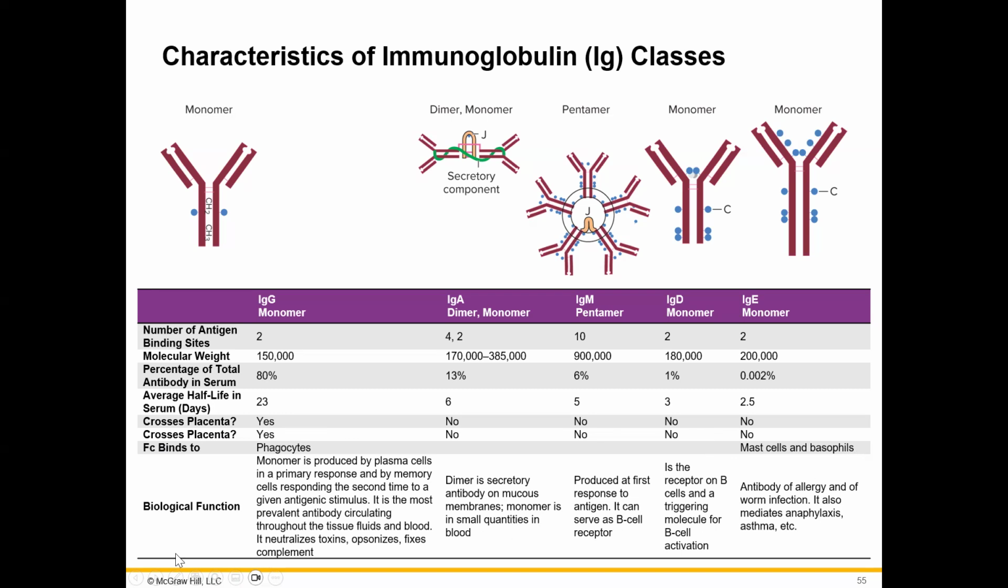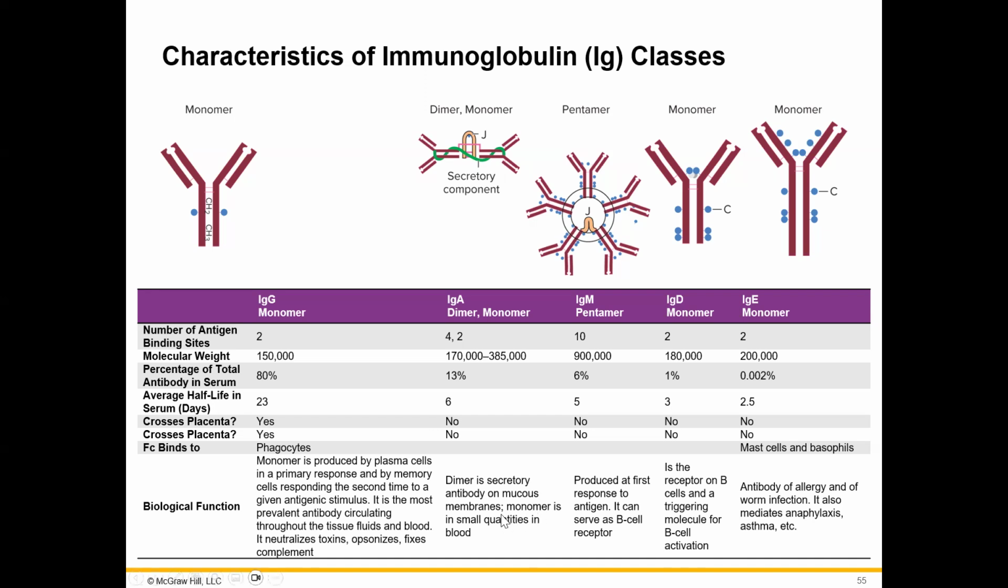And then when we look at the biological function, here, in the case of IgG, the monomer is produced by plasma cells in a primary response. It is also produced by memory cells responding the second time to a given antigenic stimulus. It's the most prevalent antibody that is circulating throughout the tissue fluids and blood. It neutralizes toxins, opsonizes, and fixes complement.